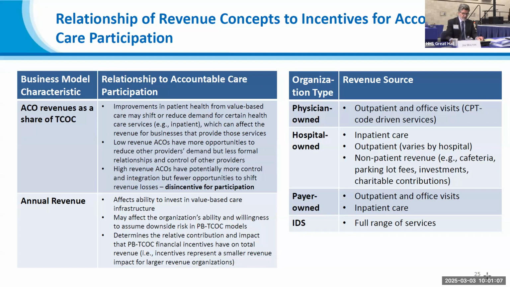When we looked at annual revenues, the size of the revenue for a particular organization may also influence decisions, impacting the ability to invest in value-based care infrastructure and/or their ability or willingness to assume financial risk. And another example would be revenue sources could impact decision-making, as the degree of diversification of revenue portfolios may impact risk tolerance within an organization.